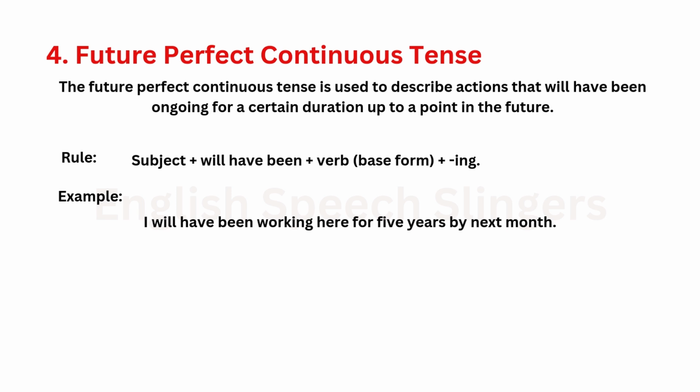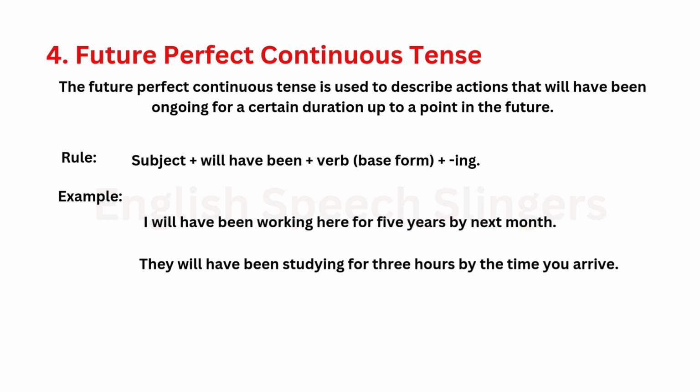I will have been working here for 5 years by next month. In this sentence, I is the subject. Will have been are the auxiliary verbs. And working is the main verb in its continuous form. For 5 years by next month specifies the duration of the action up until a point in the future.